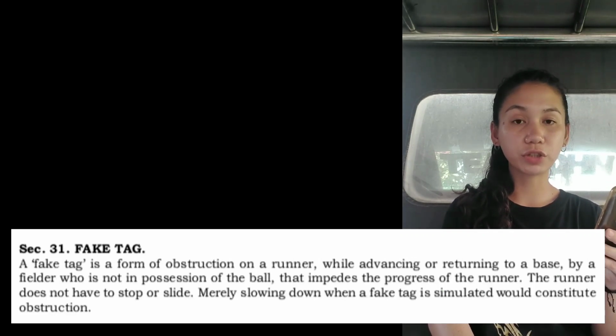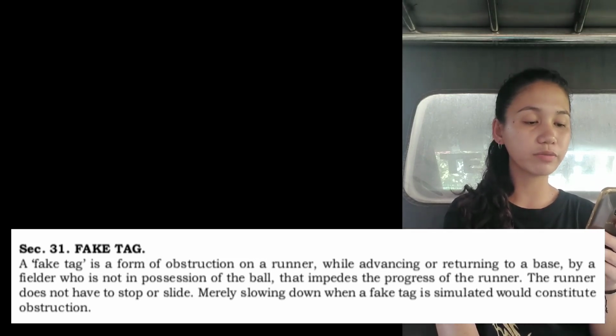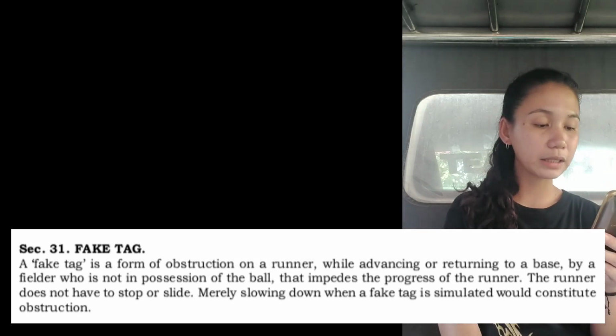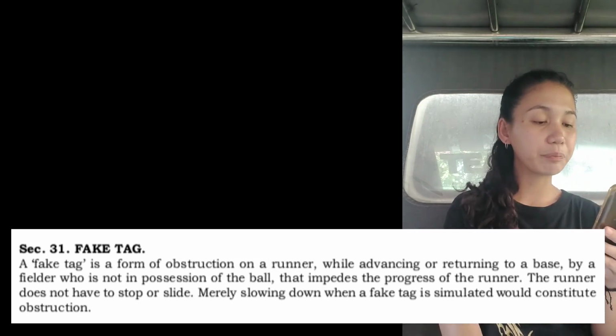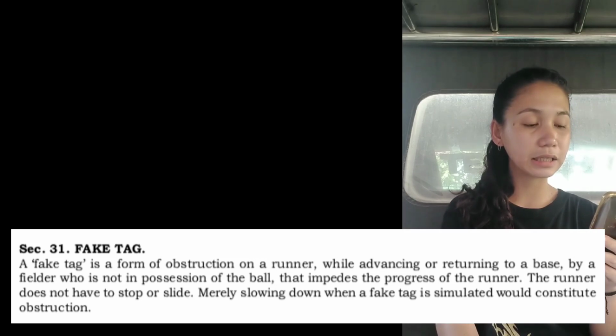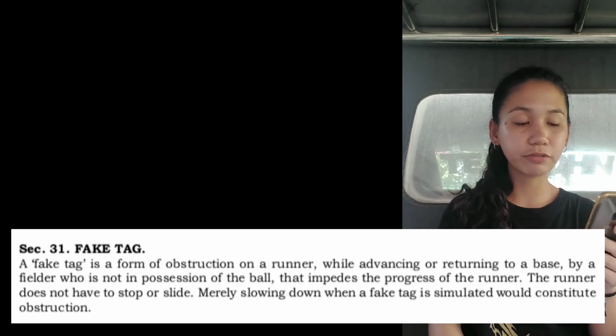So Section 31, fake tag. A fake tag is a form of obstruction on a runner while advancing or returning to a base by a fielder who is not in possession of the ball that impedes the progress of the runner. The runner does not have to stop or slide, merely slowing down when a fake tag is simulated would constitute obstruction. So that is Section 31, fake tag.